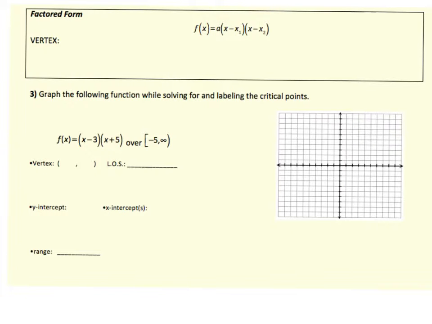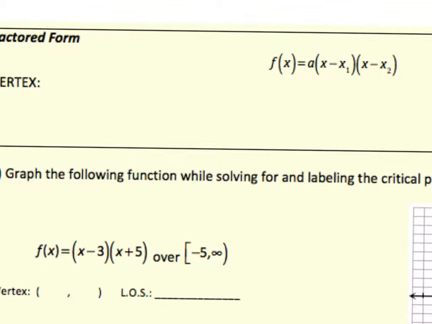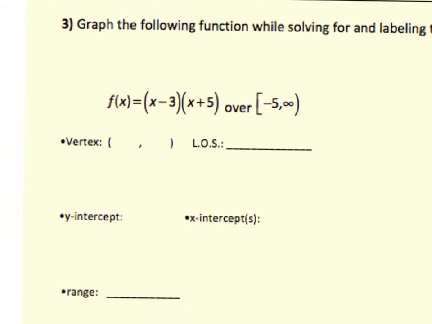So finding the vertex, if this is your equation over here, f of x equals a times x minus x1, and then x minus x2, the vertex is going to be the average of the x-coordinates. So you're going to take x1 plus x2 over 2. That's going to equal the x-coordinate, and much like standard form, you're going to find the x-coordinate first and then substitute back in to find the y-coordinate. So let's go ahead and take a look at an example down here.